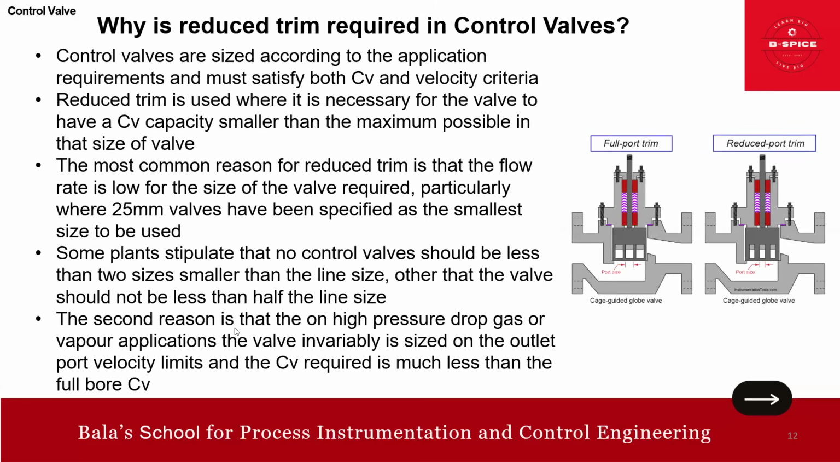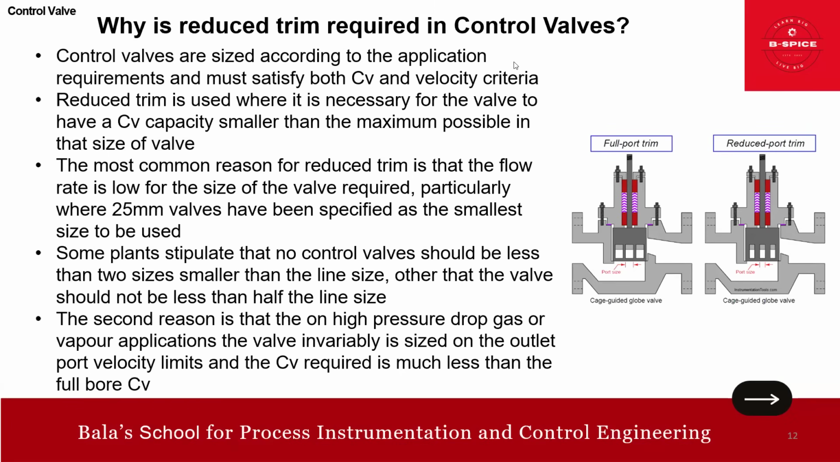Okay, good. Now, another important thing. Why is reduced trim required in a control valve? We call it a reduced trim, right? See, this is the full port trim. As you can see here, this is the port size. See, friends, bigger. This is a cage guided globe valve with a bigger port size. Now you see here, the flow comes like this and goes like this. You see here, this port size is less, right? This is the reduced port trim. This is what I'm going to explain here. Control valves are sized according to the application requirements and must satisfy both Cv and velocity criteria. You got it, friends? So that is a common item.